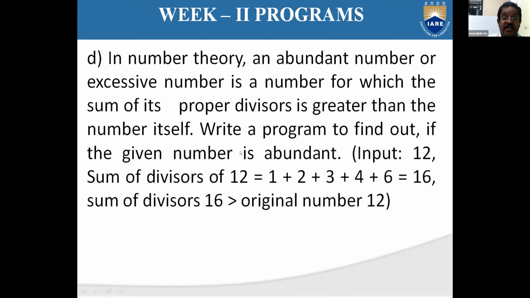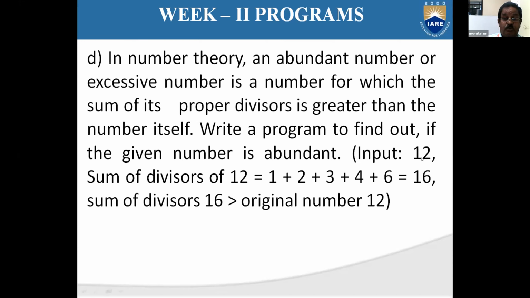Now you are finding out whether the entered number is an excessive number, also known as an abundant number. A number is said to be an excessive or abundant number if the sum of the divisors of that particular number is greater than the number which you have entered. If not, it's not an abundant number or excessive number.